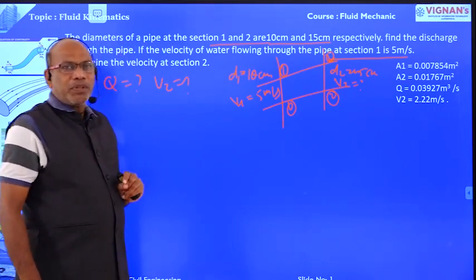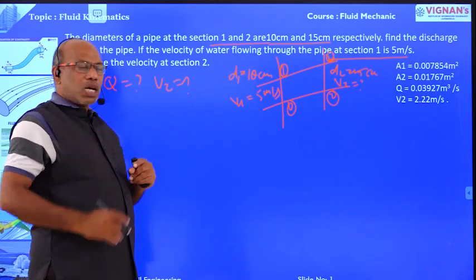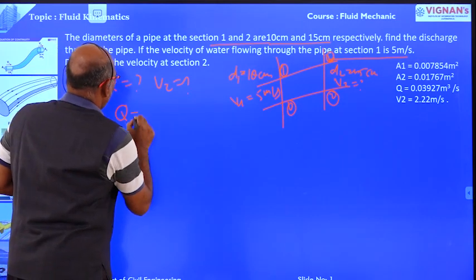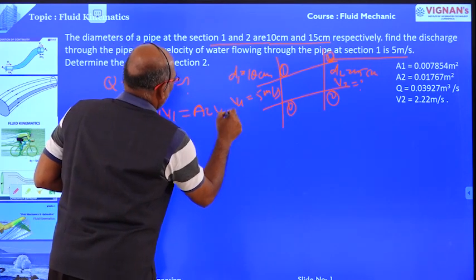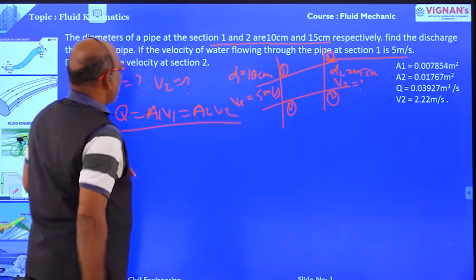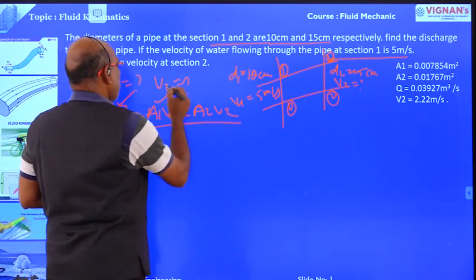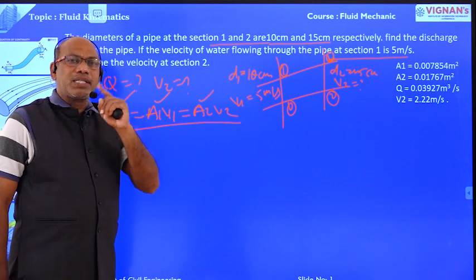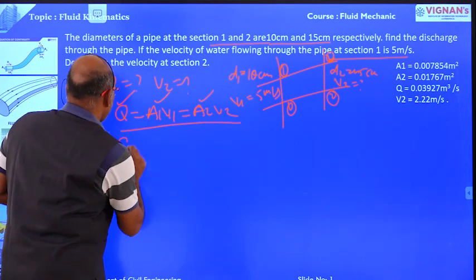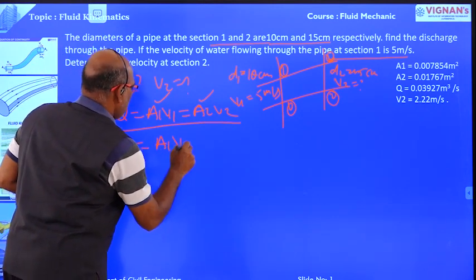What is the formula? As per the continuity equation or discharge formula, Q is equal to A1 V1 equal to A2 V2. This is the standard formula. First we are going to determine the discharge Q, so we take Q is equal to A1 V1.